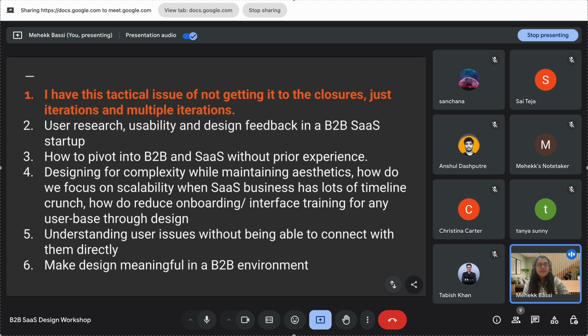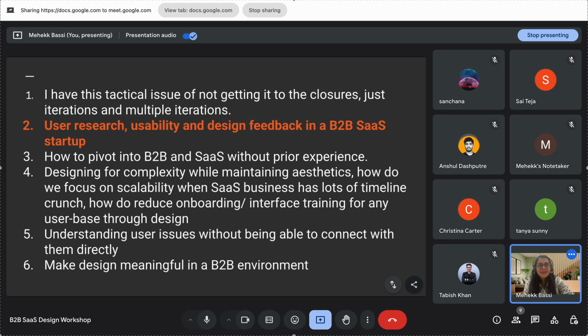The first one, I have a tactical issue of not getting it to closure, just iterations and multiple iterations. This is what design is. Design means to iterate and to iterate and to improve. So design is never really finished or complete, and that is the nature of design. I think if you are stuck in a loop of iterations, you're learning the right thing, the right way.